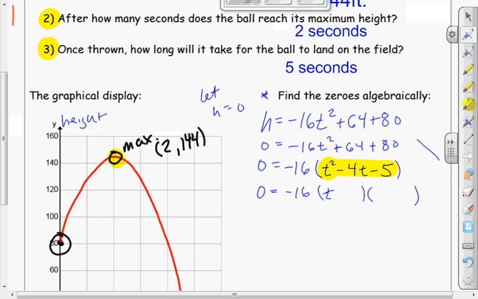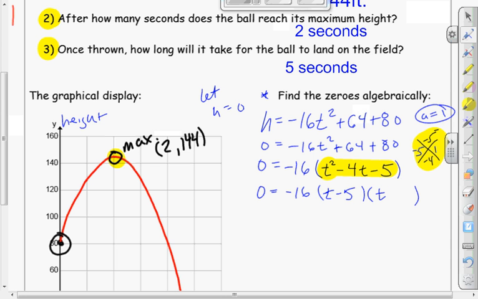We need a product of negative 5 and a sum of negative 4. Now, by the way, I could not have used this x marks the spot trick had I had a negative t squared. The x marks the spot trick works when a equals 1. So that's another benefit to factoring out the negative there. So the numbers that are going to work would be negative 5 and positive 1.